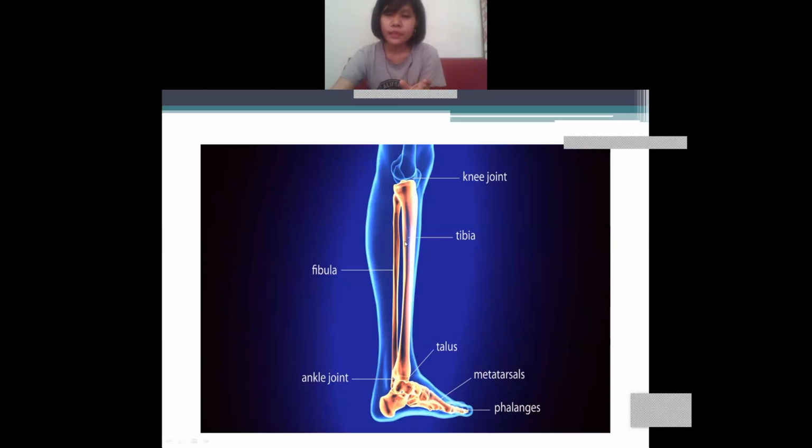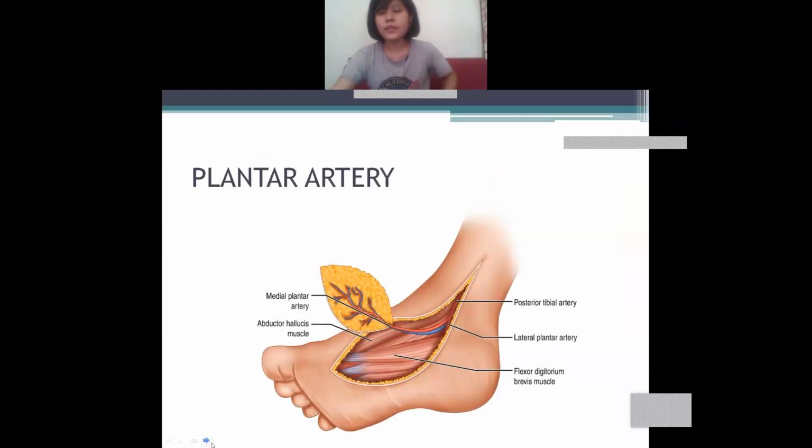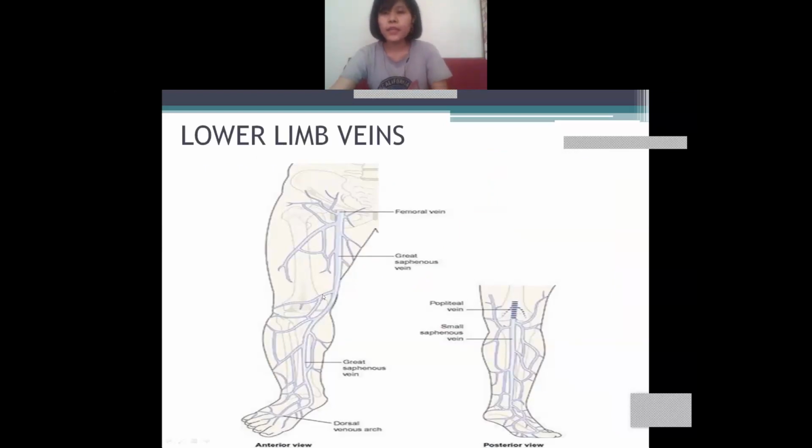Understand that it's the great saphenous vein, and they will ascend. They will come up and reach here, in your thigh portion, till the femoral vein. That is in the femur, in your thigh portion. Understand? And this great saphenous vein is the longest vein in the human body.